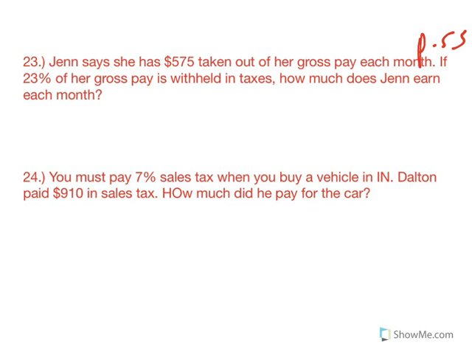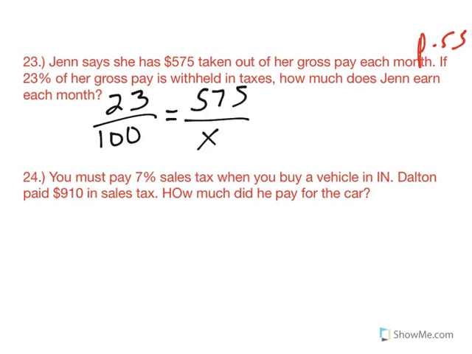Okay, so we have a percent over 100, and she has $575 taken out. Is that part of her gross pay or all of her gross pay? Oh my gosh, it's part, right? Because part is taken out in taxes. So let's do a little math, and we find out that Jen earns $2,500 a month.